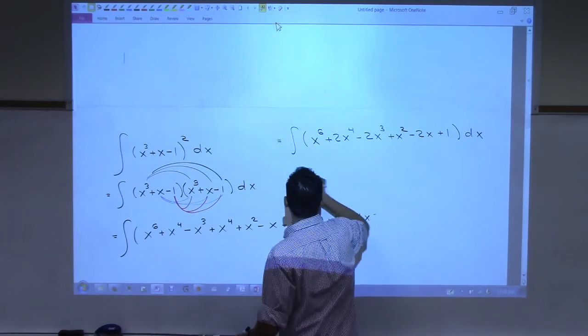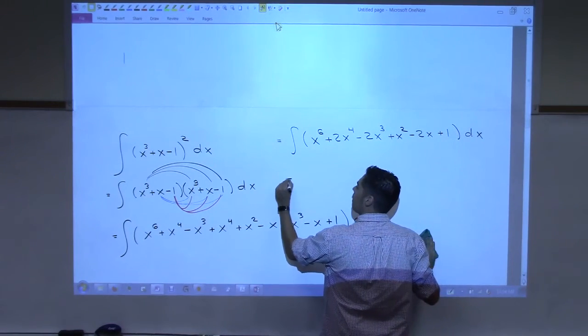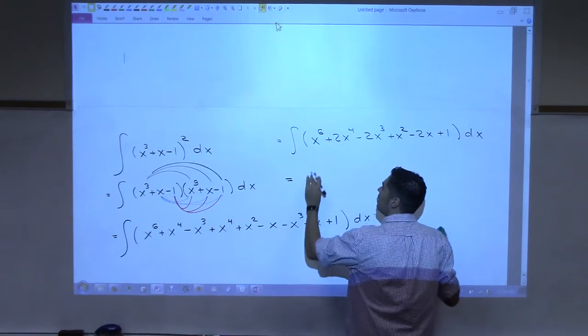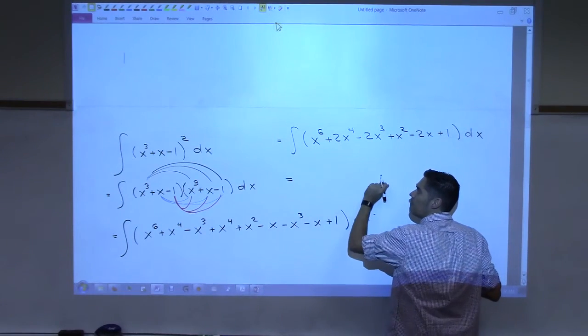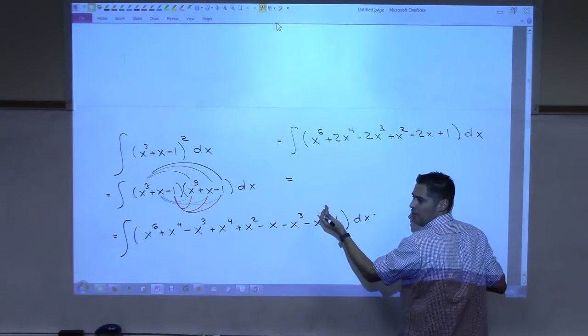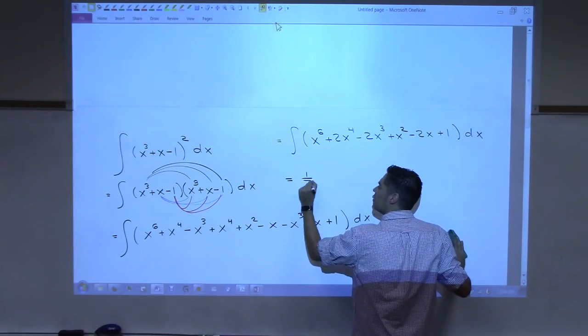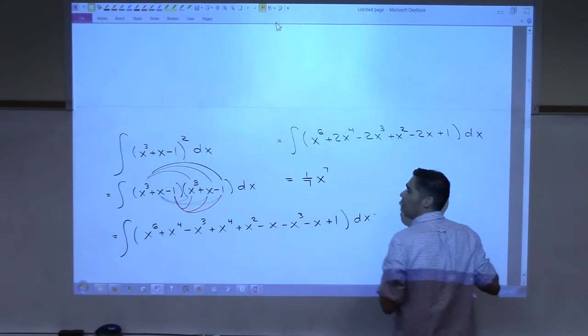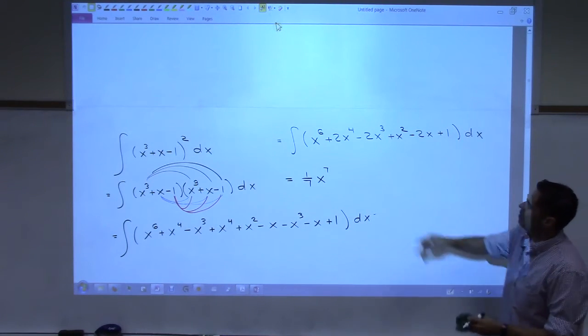I have not posted any solutions for 4.7. Let's see, what is the antiderivative of x to the 6th? So power goes up 1, x to the 7th, and I need a 1/7 out in front. 1/7 x to the 7th. All right, that's good. What about the next one?